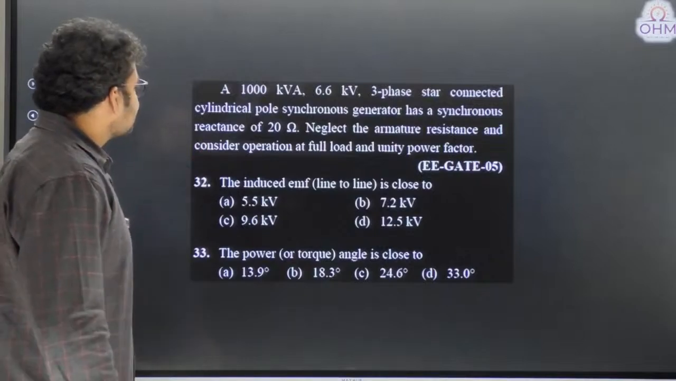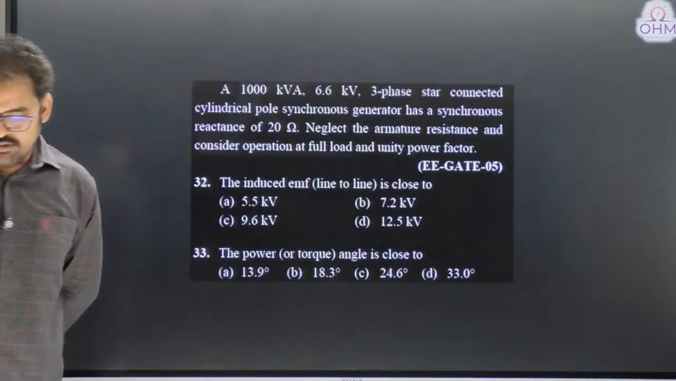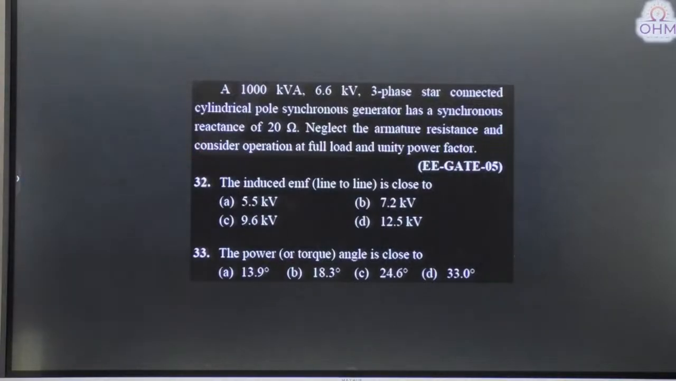All of you look at this question. A 1000 kVA, 6.6 kV, 3-phase star connected cylindrical pole synchronous generator has a synchronous reactance of 20 ohm. Neglect the armature resistance and consider operation at full load and unity power factor. What is the induced EMF and also what is the torque angle? Okay, the problem is easy.